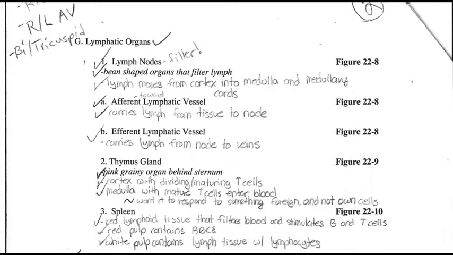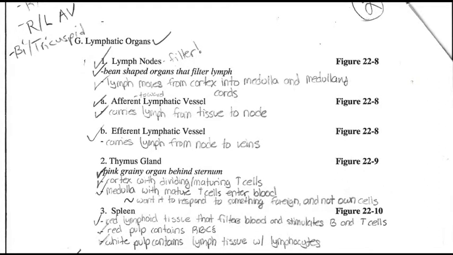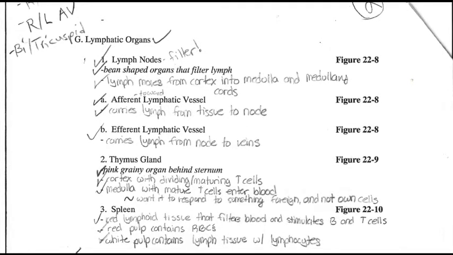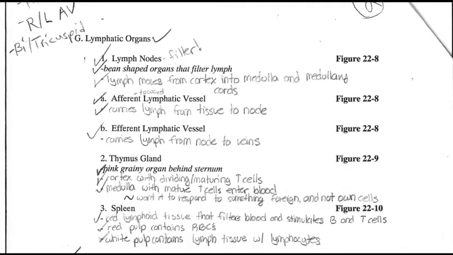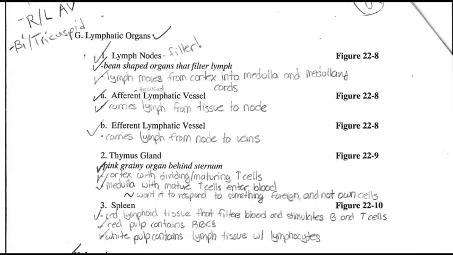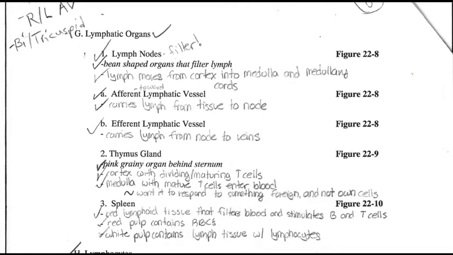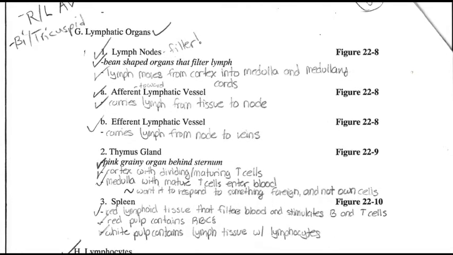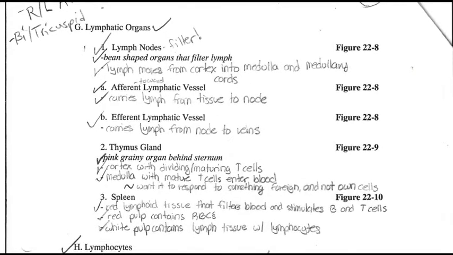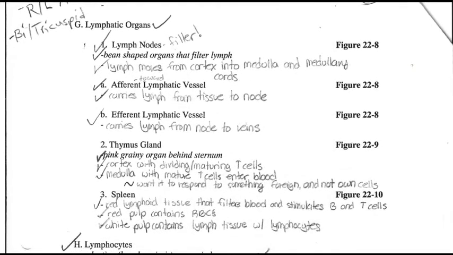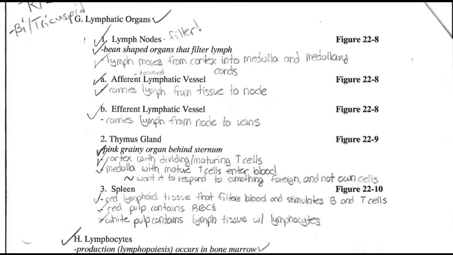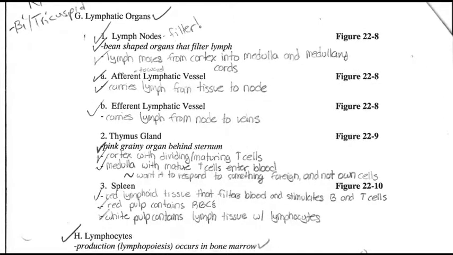Page 2. Lymphatic organs. Lymph nodes. Lymph nodes are bean-shaped organs that filter lymph. Lymph moves from the cortex into the medulla and medullary cords. Afferent lymphatic vessels. These carry lymph from tissue to node. Efferent lymphatic vessels. These carry lymph from nodes to veins.